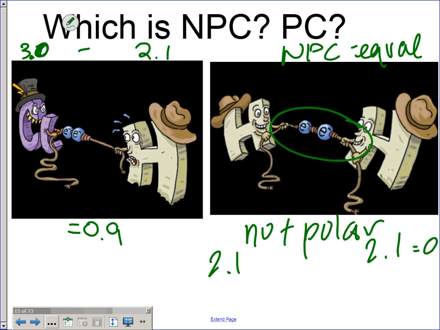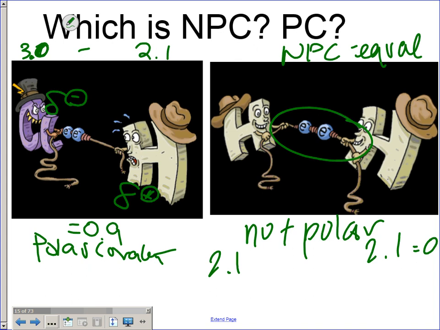Where does 0.9 fall in our category? Polar covalent, right? So this is polar covalent. Again, can you tell me which side of this bond, the chlorine side or the hydrogen side, has a partial positive charge? Hydrogen, because it has a lack of electrons. Electrons carry a negative charge, so the chlorine side is partially negative and the hydrogen side is partially positive. It's not a full positive or full negative, because if we had that much going on, we'd have ions. And if we have ions, we have ionic bonding. Not the case here.